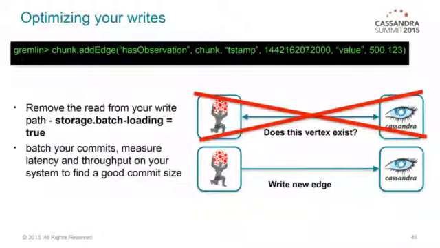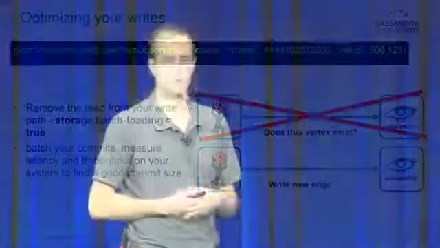Okay, so what can we do? Well, if we do storage batch loading true, then we get rid of that vertex exist query, and what we end up with is just this new write edge. So what happens there is your actual write is just writing to Cassandra.